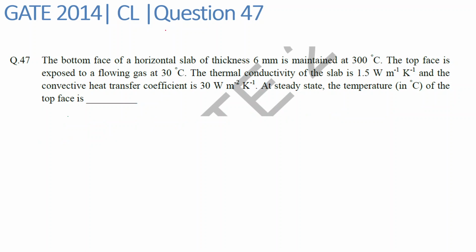Hello everyone, we are looking at question 47 of GATE 2014 chemical engineering paper, and the question is: the bottom face of a horizontal slab of thickness 6 mm is maintained at 300 degrees Celsius. The top face is exposed to a flowing gas at 30 degrees Celsius. The thermal conductivity of the slab is 1.5 watt per meter per Kelvin, and the convective heat transfer coefficient is 30 watt per meter square Kelvin. At the steady state, we have to find the temperature at the top face.